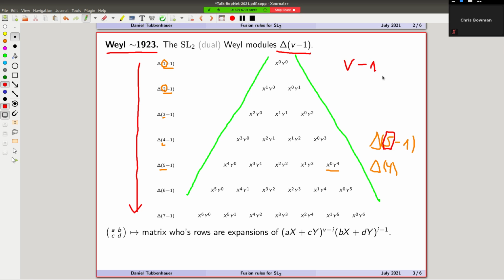And the reason is that I really care about v. I don't care about v minus 1. And you will see in a second why I really care about v.